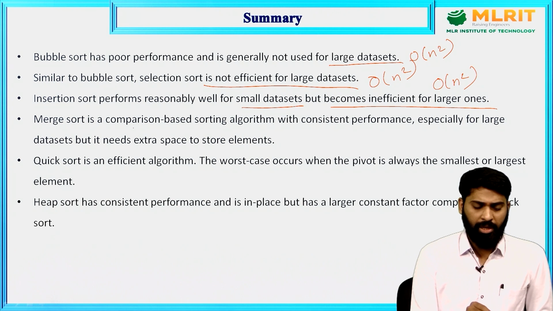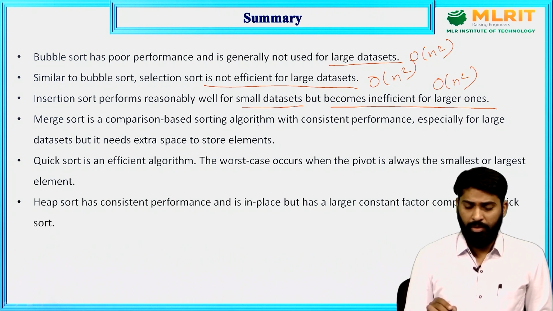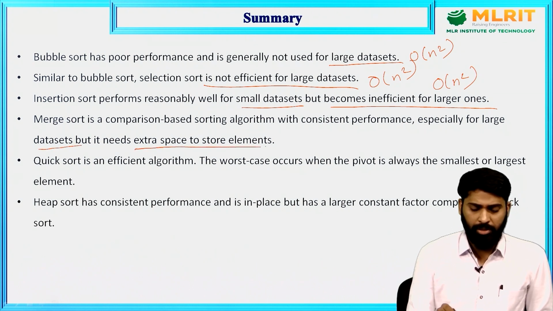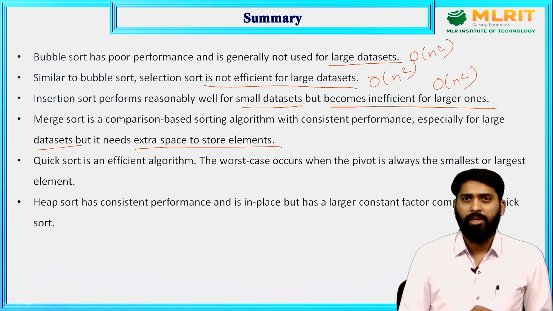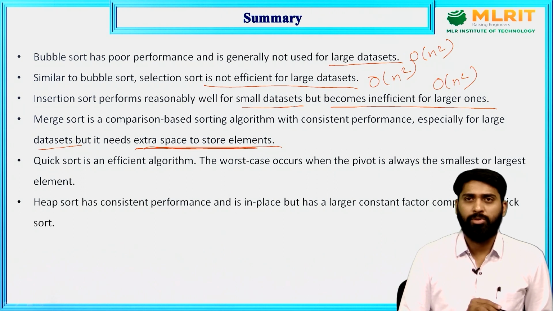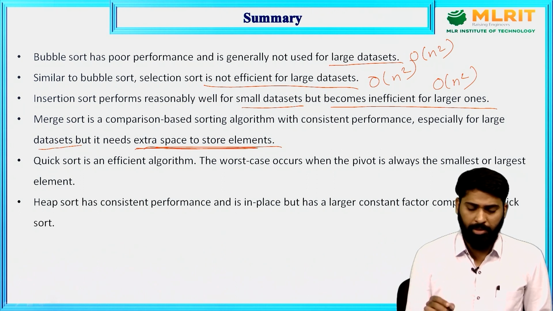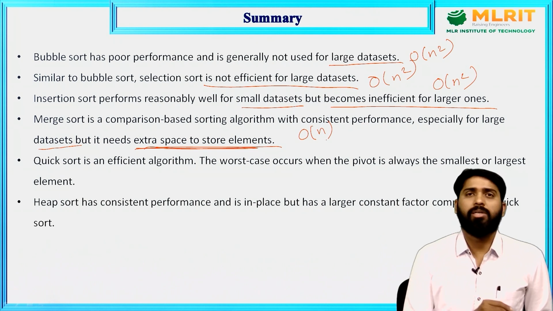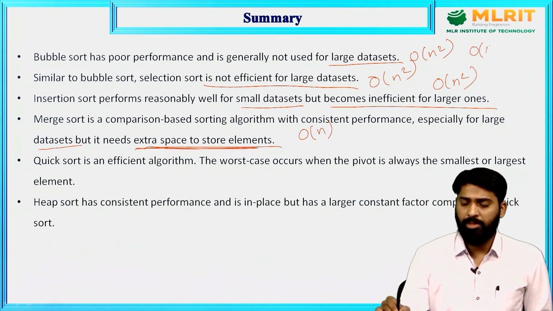Merge sort is a comparison based sorting algorithm with consistent performance, especially for large data sets, but it needs extra space to store elements. So, when compared to the previous sorting algorithms, merge sort performs well, but the disadvantage is that it takes extra space to store elements. The space complexity for merge sort is big O of n. For bubble sort, insertion sort and selection sort, space complexity is big O of 1. Why? We do not need any extra space.